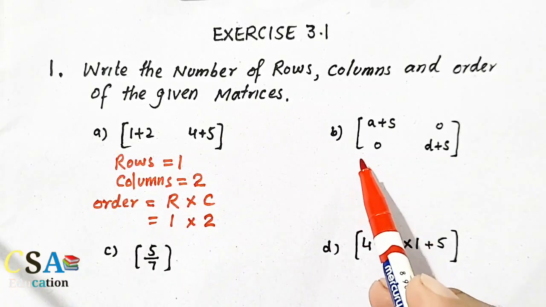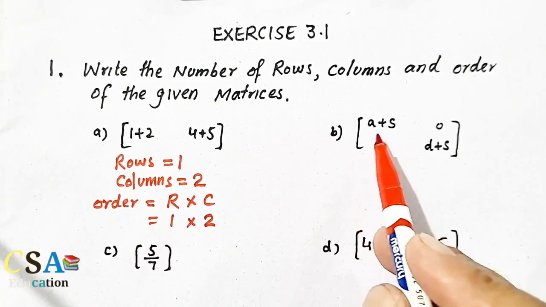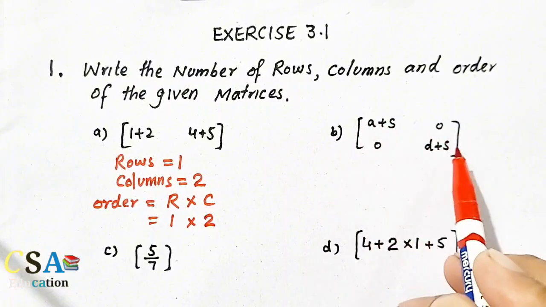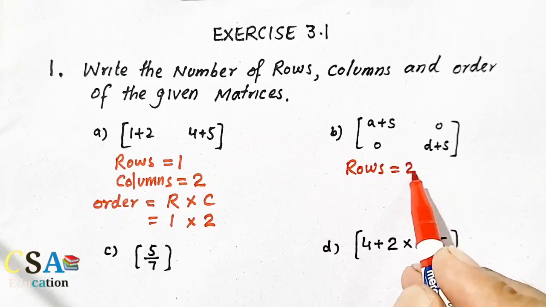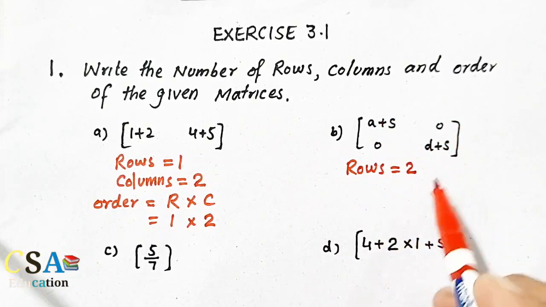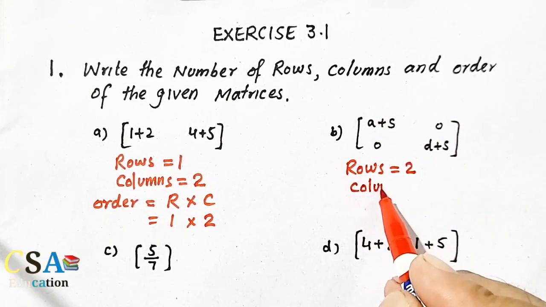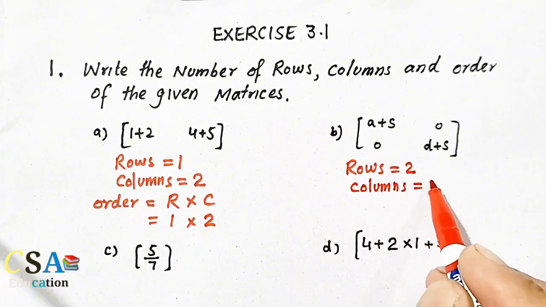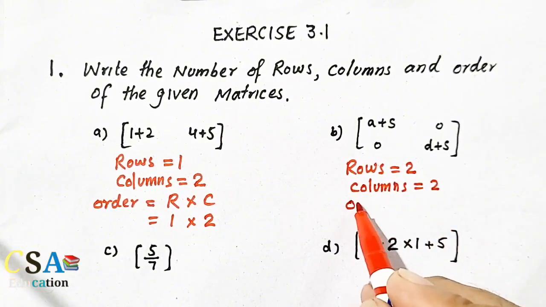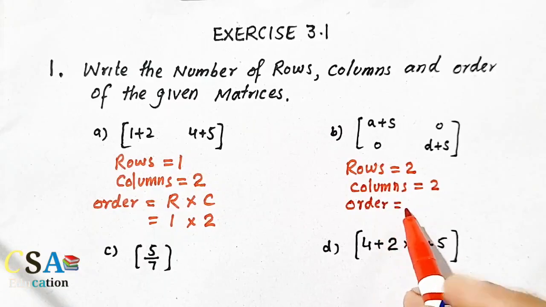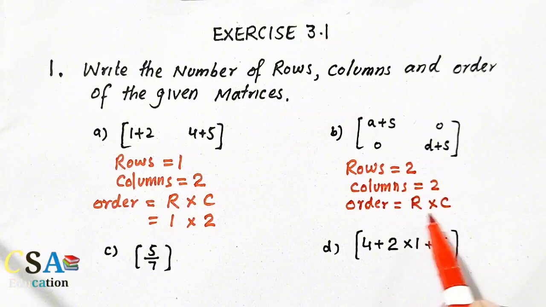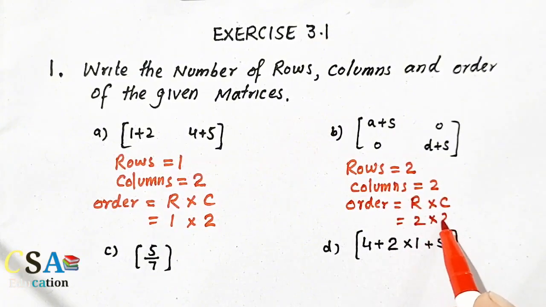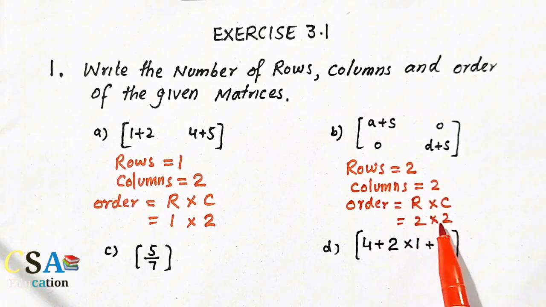Okay, now move to second part. Here are number of rows. If we see, the number of rows are 2, so we can write here rows are equal to 2 and columns are also 2. So columns equal to 2. Now we have to find order of matrix, which is given by the formula R by C, meaning rows by columns. So here are two rows and two columns. So order of matrix will be 2 by 2.